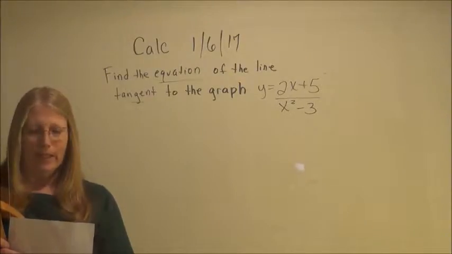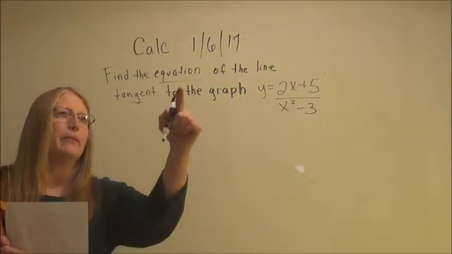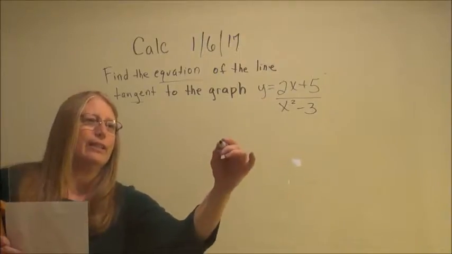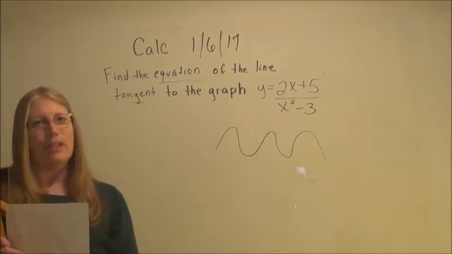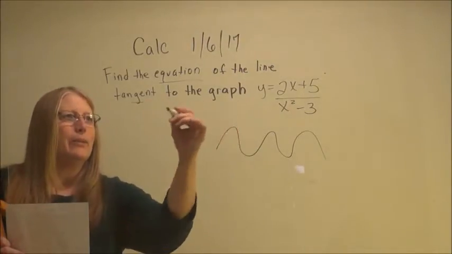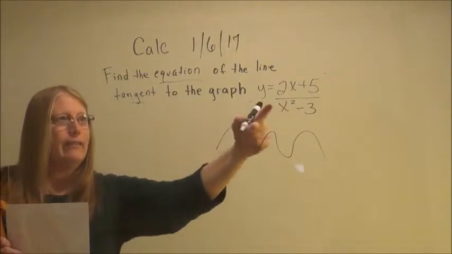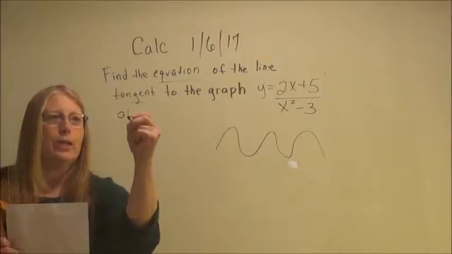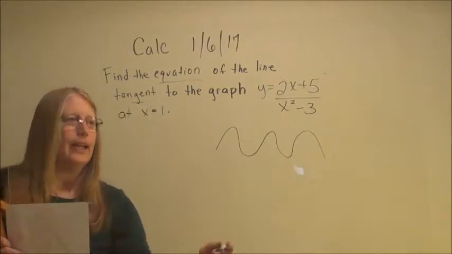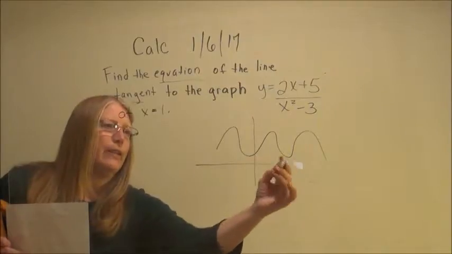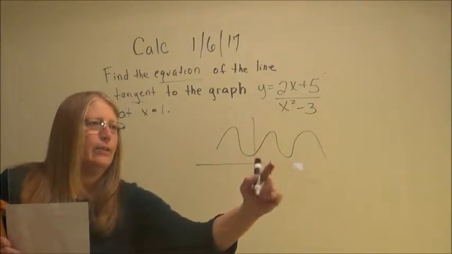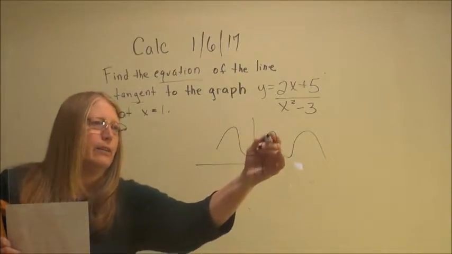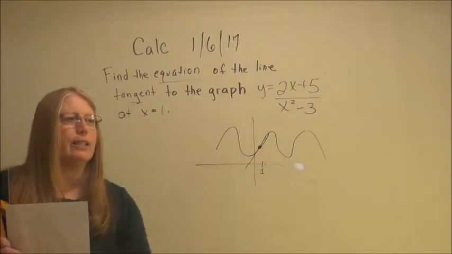This is an oldie but goodie, and we're going to remember that when we're asked to find the equation, the tangent line is straight. I don't know what the graph looks like, but at the point we're interested in, we're finding the equation of the line tangent to the graph at x equals 1. So you have to know what x value. Say the graph hits at the value 1 right there. We would want the equation of the tangent line.